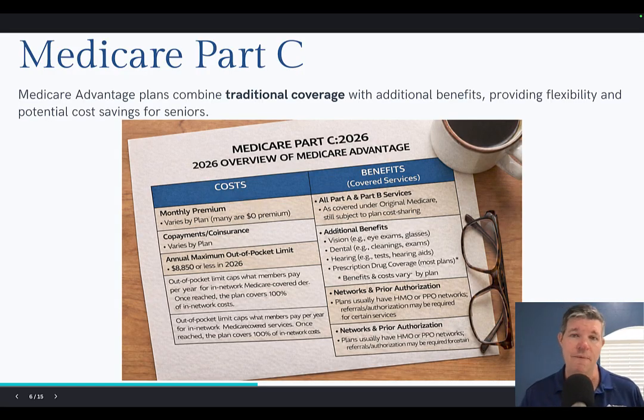If you're the kind of person that wants predictability and the freedom to go to whatever doctor you want, you're going to want to stay on the original Medicare side with a Medicare supplement, a Medigap plan that we'll cover in the next video. But if you are more budget minded and like those expanded benefits, Medicare Part C, Medicare Advantage might be better for you. I hope that explains it. I've tried to keep it kind of short and simple and not get too complicated.